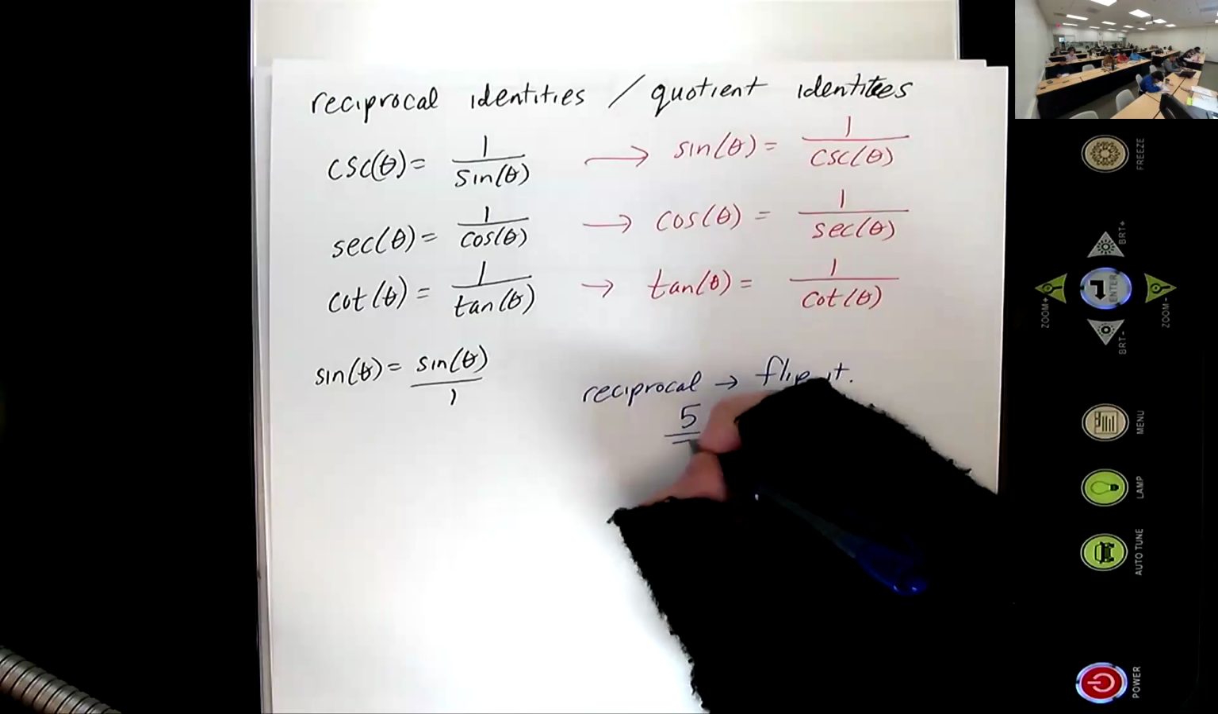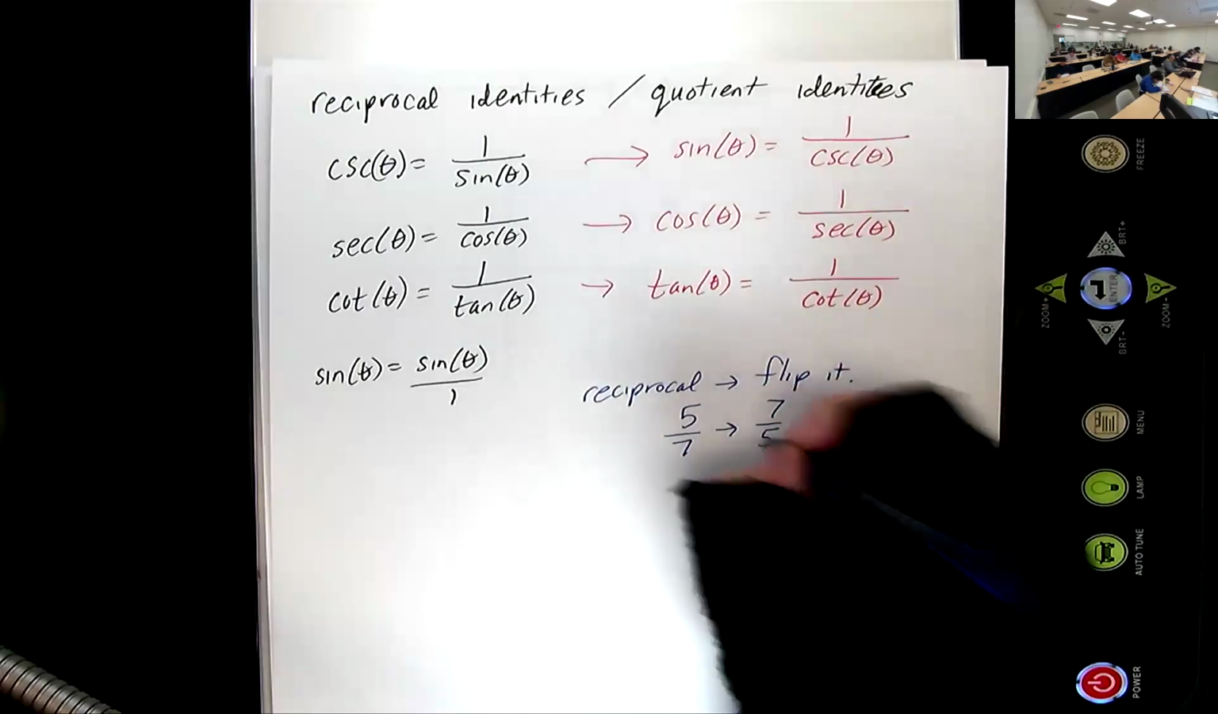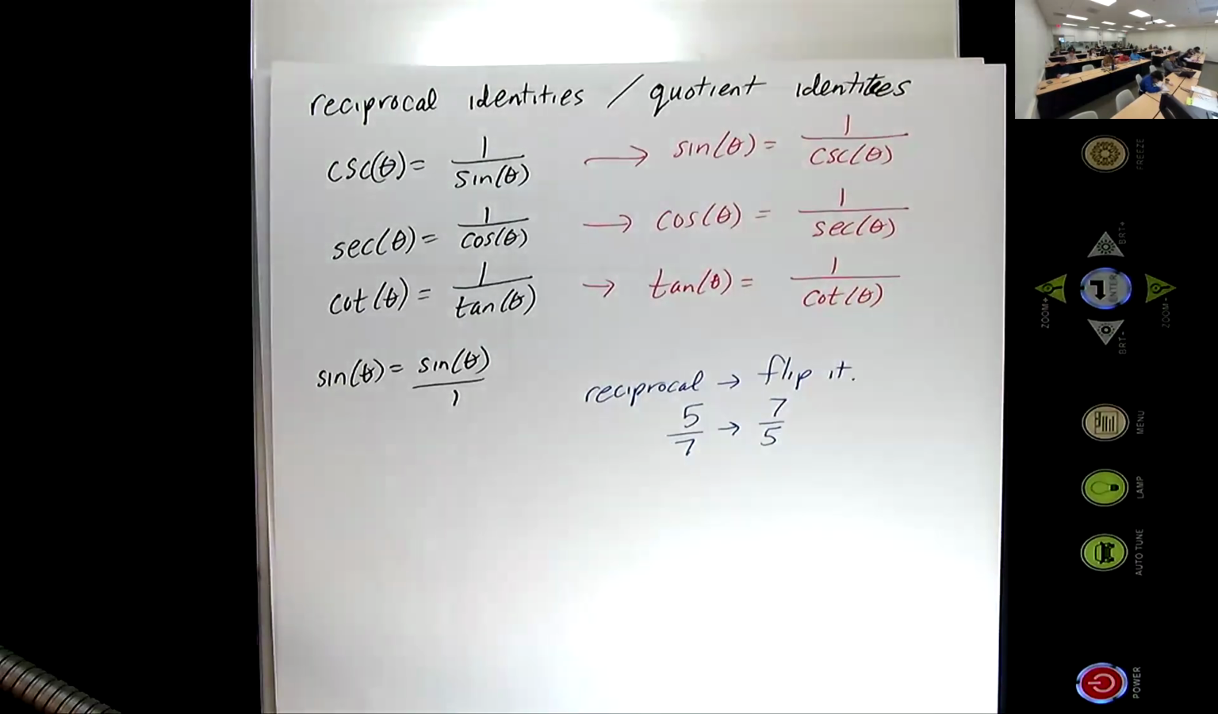Five over 7 turns into 7 over 5. Just take the fraction and flip it upside down, like a pancake when you're making pancakes.